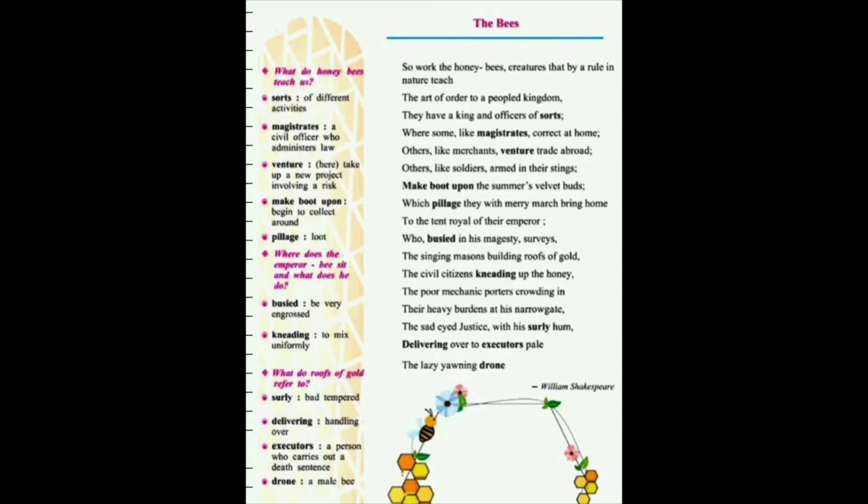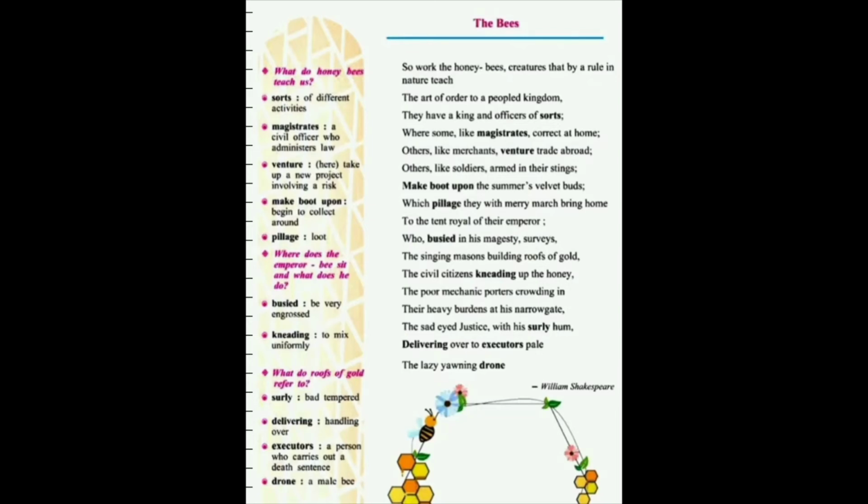Now what does this mean? See, make boot upon. What do you mean by boot upon? Boot upon is to collect around. So what are they collecting during summers? The flowers are growing, right? तो flowers जब grow होते हैं तो उनमें they have these velvet buds, मतलब छोटी सी कली जिसको हम लोग बोलते हैं, that is called a bud, right? So when the flowers are growing, they have their buds, and what do these bees do? They go there and loot it up. See, which pillage they with merry march bring home.